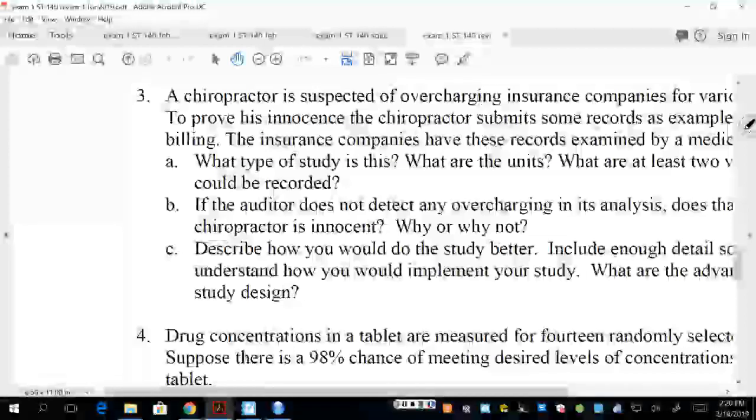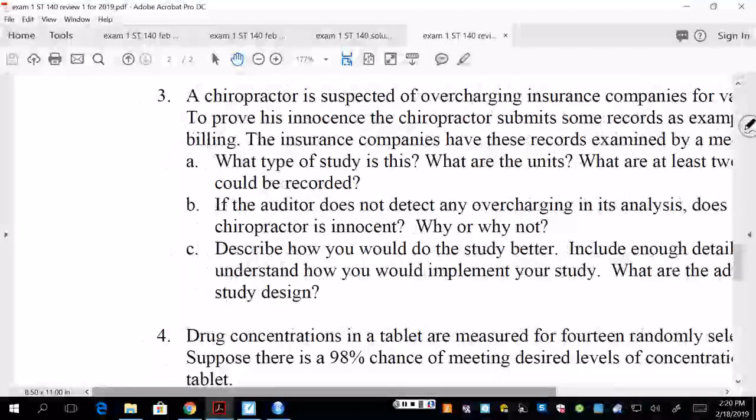Then this chiropractor is suspected of overcharging insurance companies, and has to prove his innocence. The chiropractor submits some records as an example of billing, and the companies have these records examined. What type of study is this? What are the units? What are at least 2 variables that might be recorded about this chiropractor's bills?